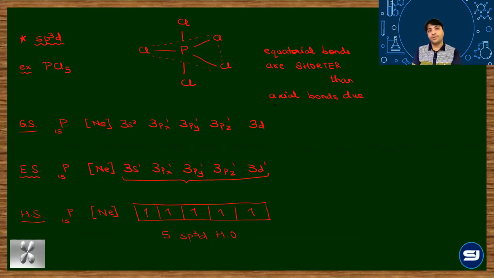Yes. And can I say it is due to lesser repulsion? Yes. Now, if the bond length is shorter, what can you comment on the bond strength? Will they be stronger or weaker bonds? Stronger. Because jitna bond shorter rahega, the energy required to break the bond would also be higher. That is why they would be stronger bonds.